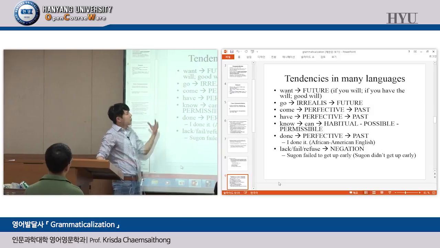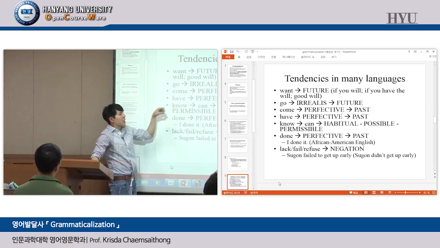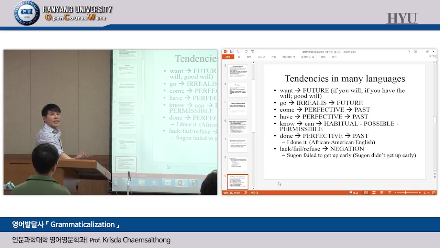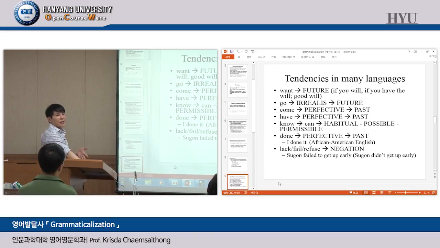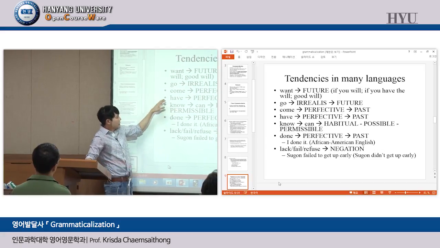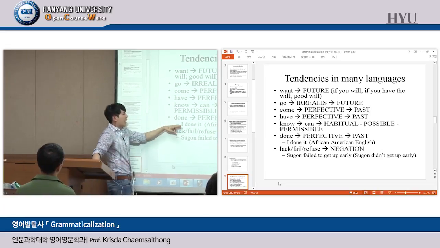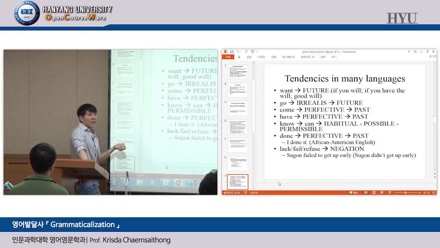Have, meaning possession, usually becomes the past tense marker, just as in English, I have done it. It means my action of doing it was finished. No and can, we'll talk about that in English. Done in the past, I done it. In many dialects of English, I done it, meaning I did it. So the past tense marker.